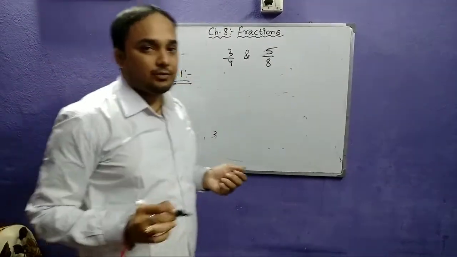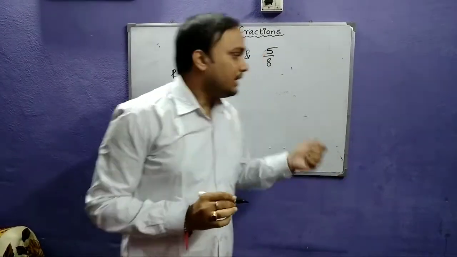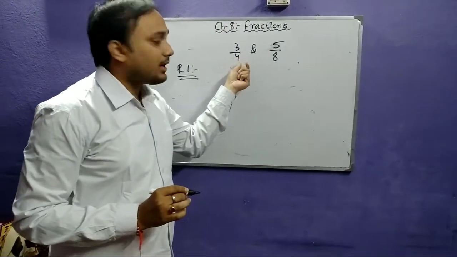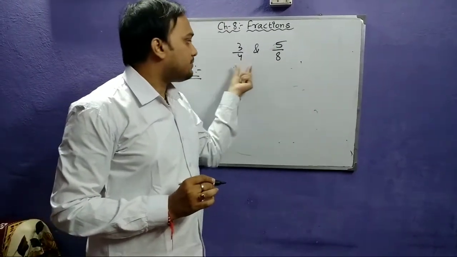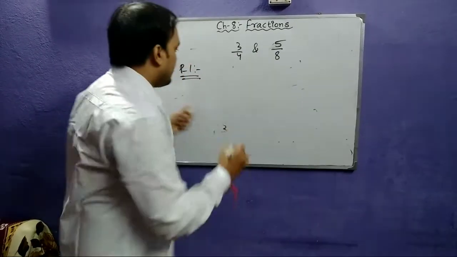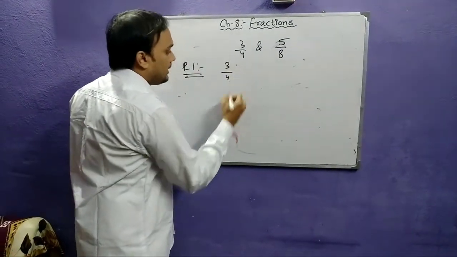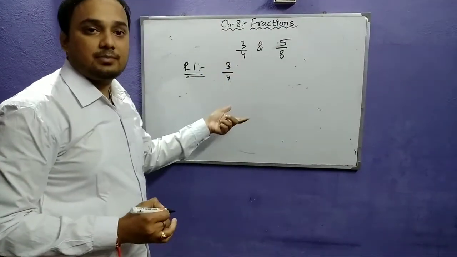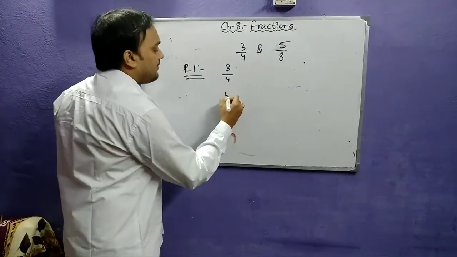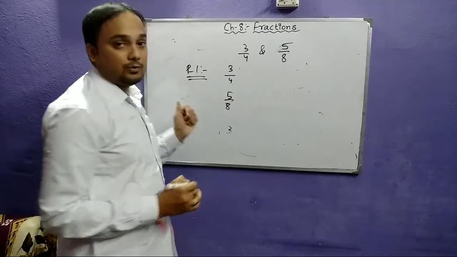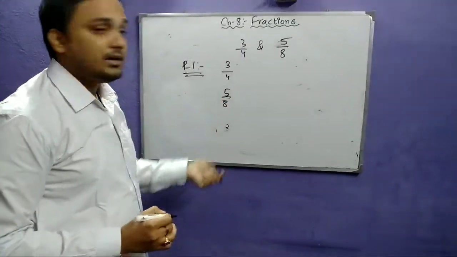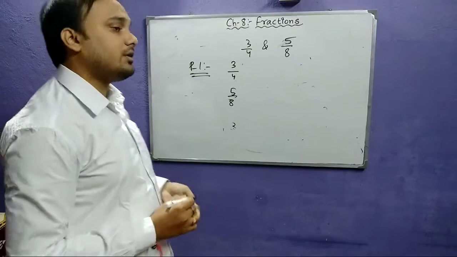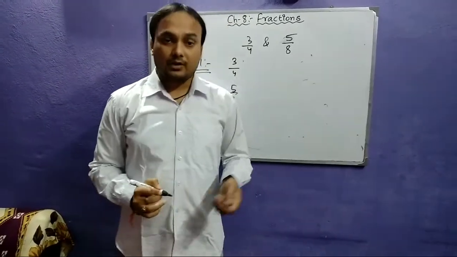As I mentioned before, we will convert both fractions into simplest form. The first fraction is 3 by 4. Can I convert it into simplest form? No, because it's already in the simplest form. Can I convert 5 by 8 into simplest form? No, because this is also already in the simplest form. If the fraction is already in the simplest form, we cannot convert it.